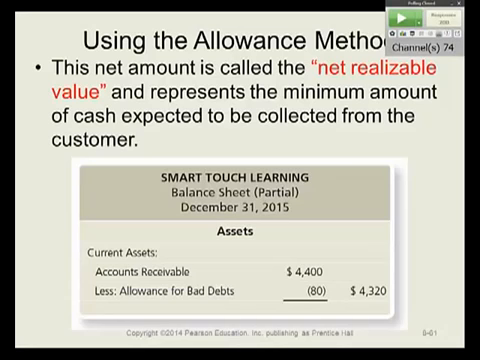Okay. All right. So again, on your balance sheet, you have the allowance for bad debts. Okay, so that's the way it looks.